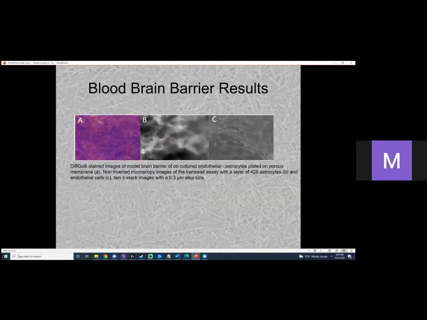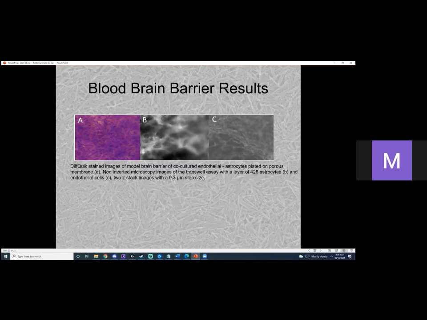And then here are some images displaying the multi-layer. These are quick stain images of the model blood-brain barrier of co-cultured endothelial cells and astrocytes plated on the porous membrane that I described. These were taken by non-inverted microscopy of a transwell assay with a layer of 428 astrocytes and around 400 endothelial cells. These are two Z-stack images with a 0.3 micrometer step size.